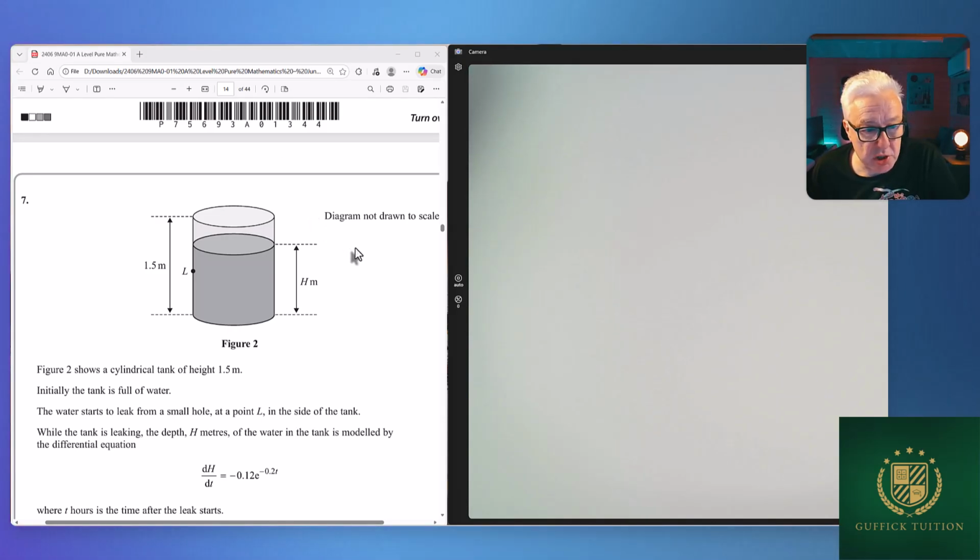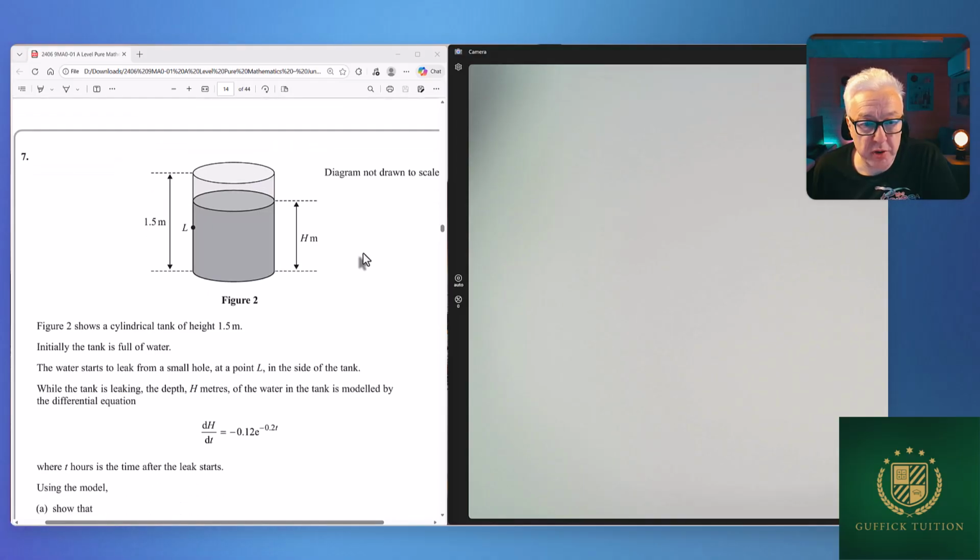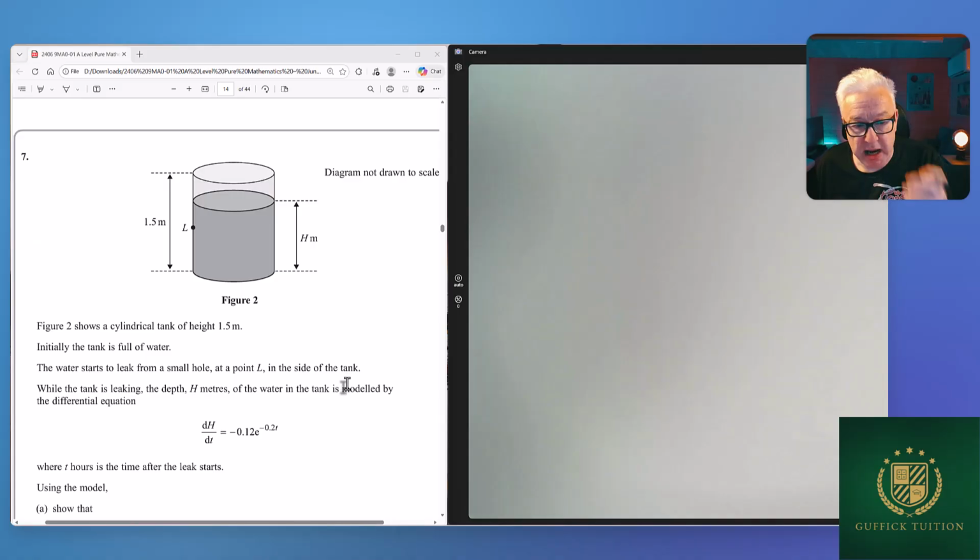So it says figure 2 shows a cylindrical tank of height 1.5 meters. Initially, the tank is full of water. The tank starts to leak from a small hole at a point L on the side of the tank. While the tank is leaking, the depth in h meters of the water in the tank is modelled by that differential equation there, where t hours is the time after the leak starts.